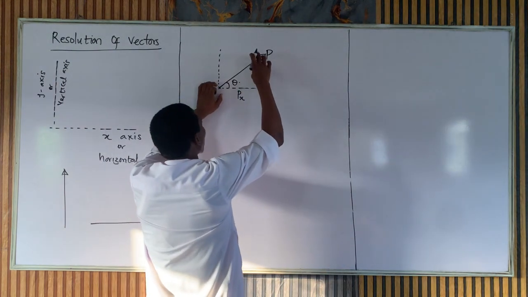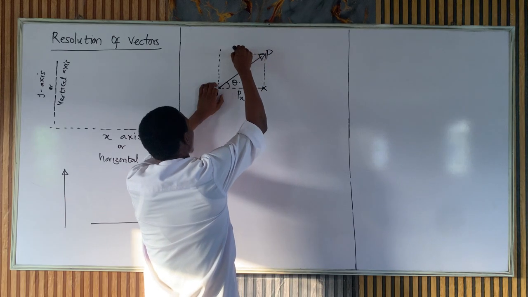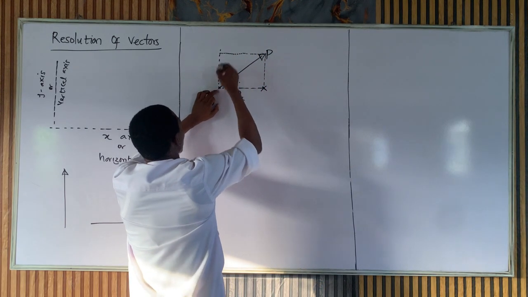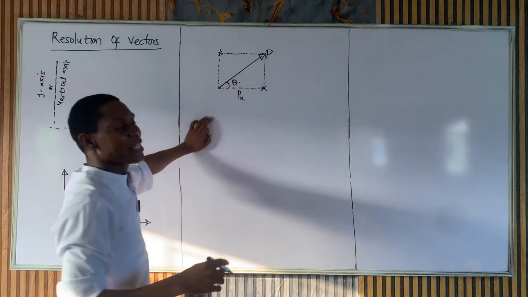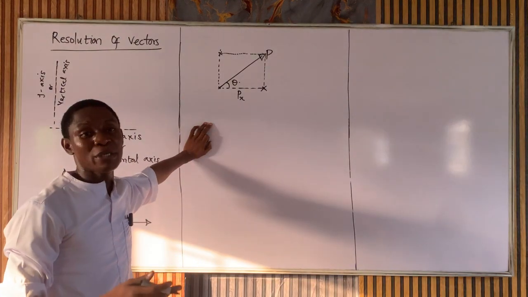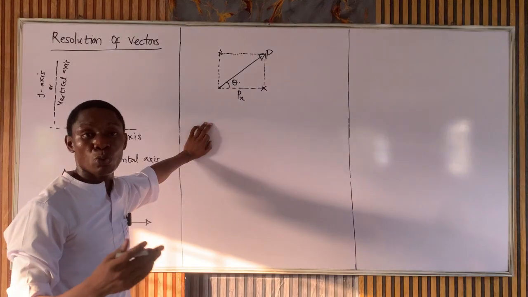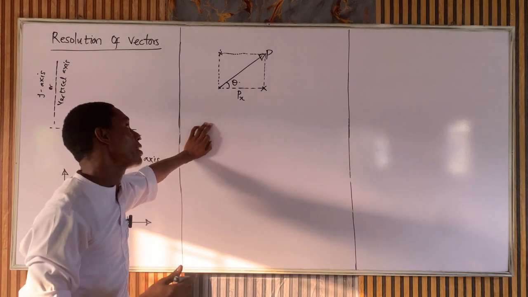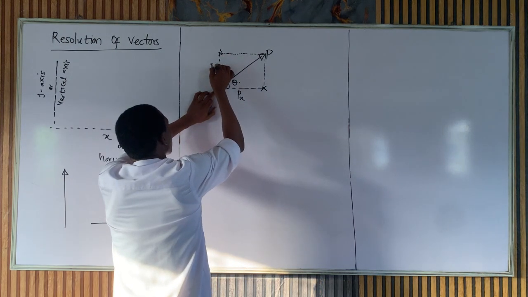Now, the vertical component, how do you get that? Trace this to the vertical, and then you measure the distance from here to here. Wherever it touches the vertical, measure the distance from here to here. That will give you what we call the vertical component. But like I would often say, most of these things can be gotten by trigonometry, because you don't always have your ruler or your graph to do this accurately. Now, the vertical component, the distance from here to here, is called PY.